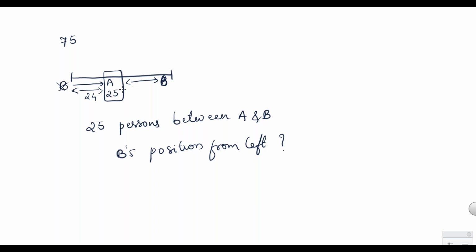If B has to be on the right side, A is already the 25th person, and between A and B we have 25 persons. 25 plus 25, and including B we have one more person. That is 25 plus 25, 50. After 50 persons we get B. So what is the position of B? 51st person. B is the 51st person.